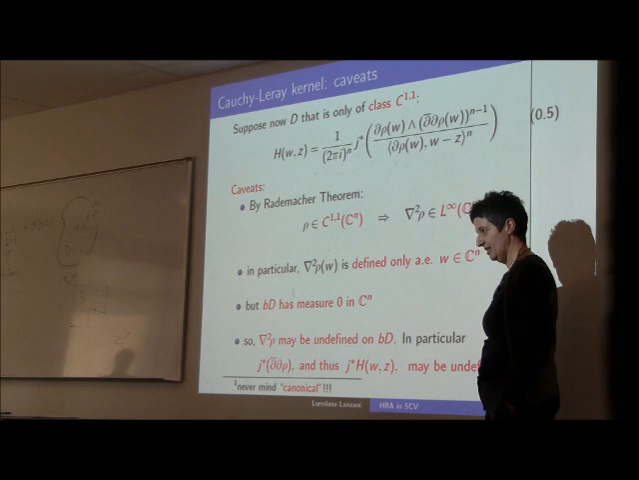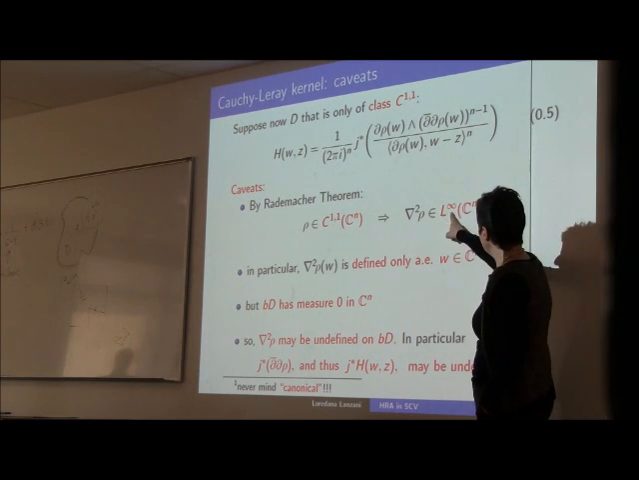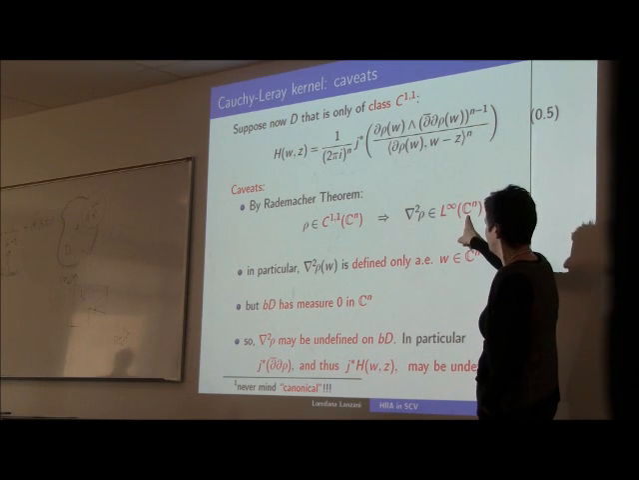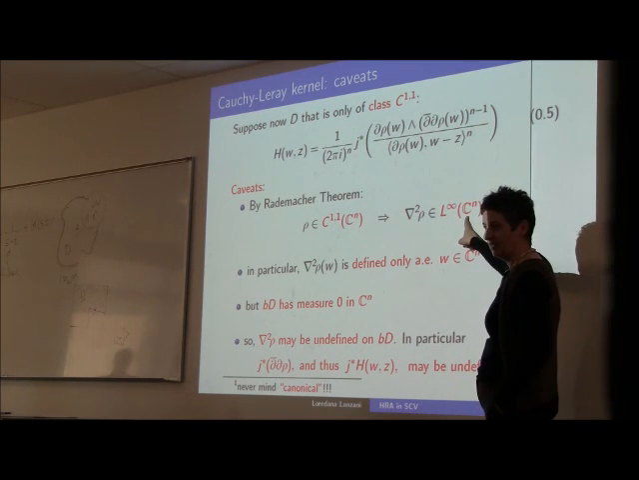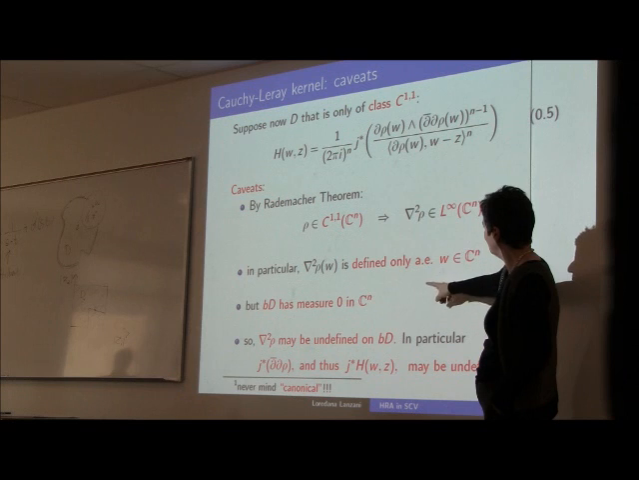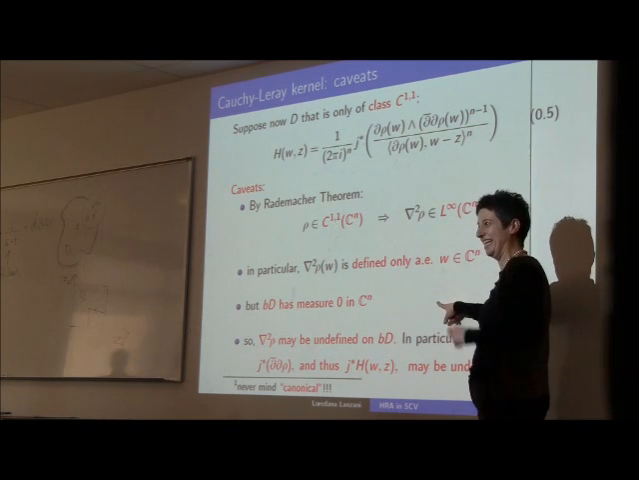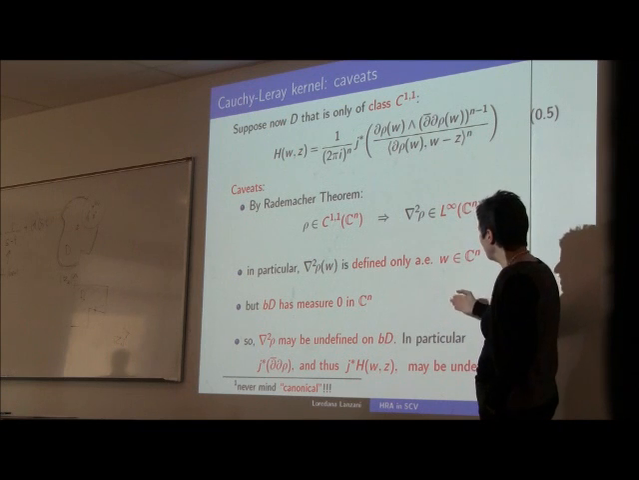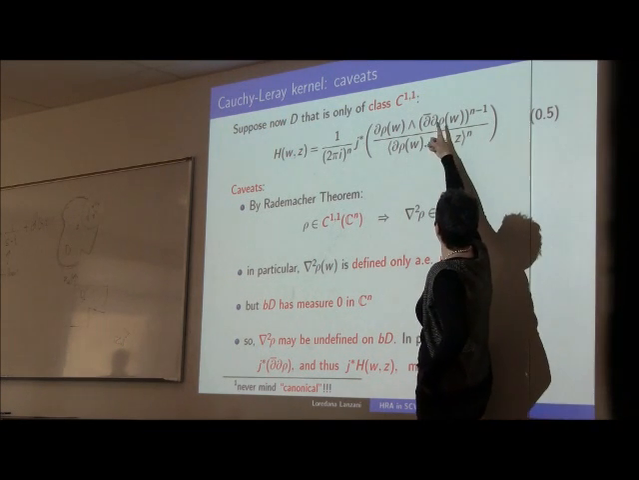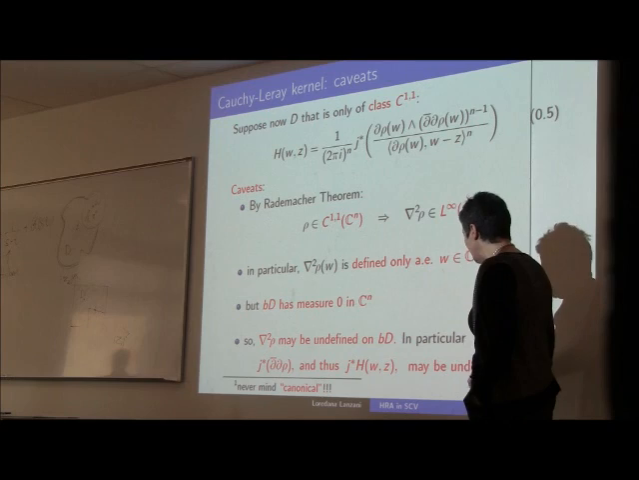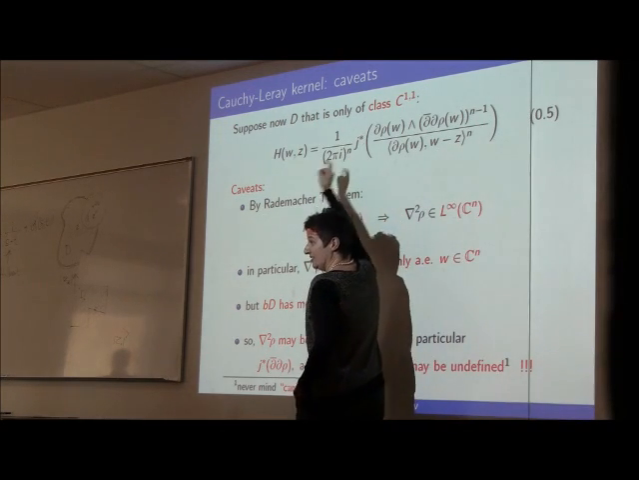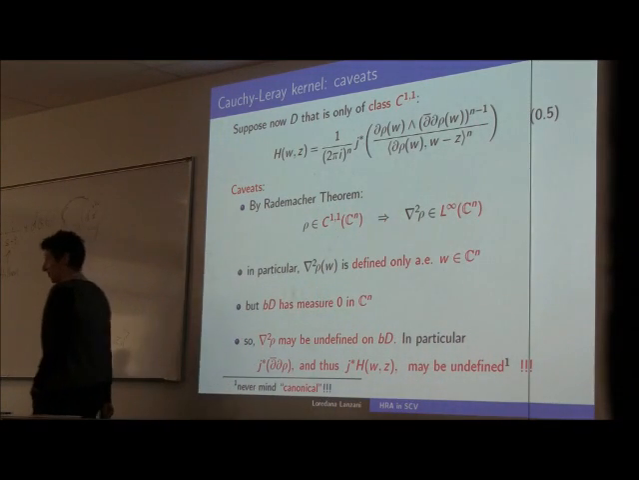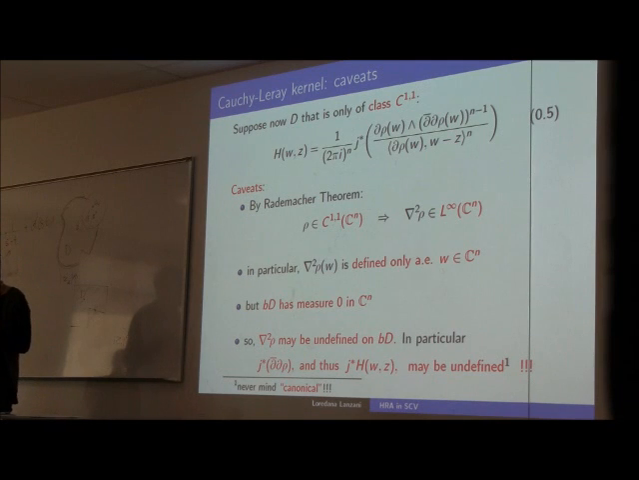Now, what's the problem here? The problem is that this is a space that doesn't see sets of 0 measure. And the problem with us is that the boundary, which is where we're integrating, actually has 0 measure. So there is no guarantee that what you have up here may actually be defined once you restrict it to the boundary. That was a concern. You may actually not have a kernel.